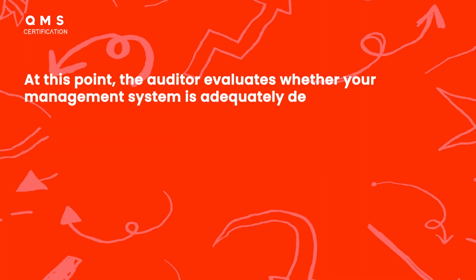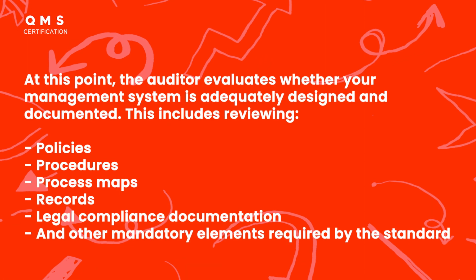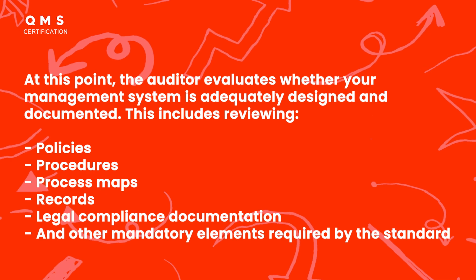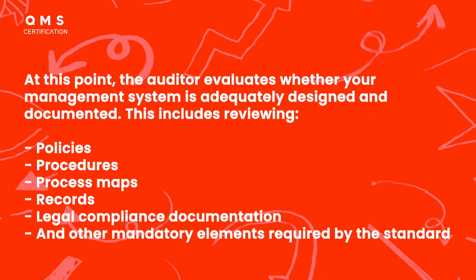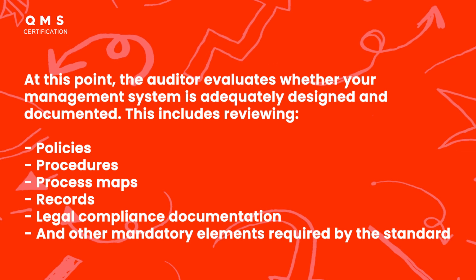Let's begin with Stage 1. Stage 1 is primarily a documentation review. At this point, the auditor evaluates whether your management system is adequately designed and documented. This includes reviewing policies, procedures, process maps, records, legal compliance documentation, and other mandatory elements required by the standard. Before the audit, the auditor will request access to specific documents. These are typically shared through a secure platform or document repository. The objective of Stage 1 is to determine whether your organization is ready to proceed to Stage 2. It is a readiness assessment.